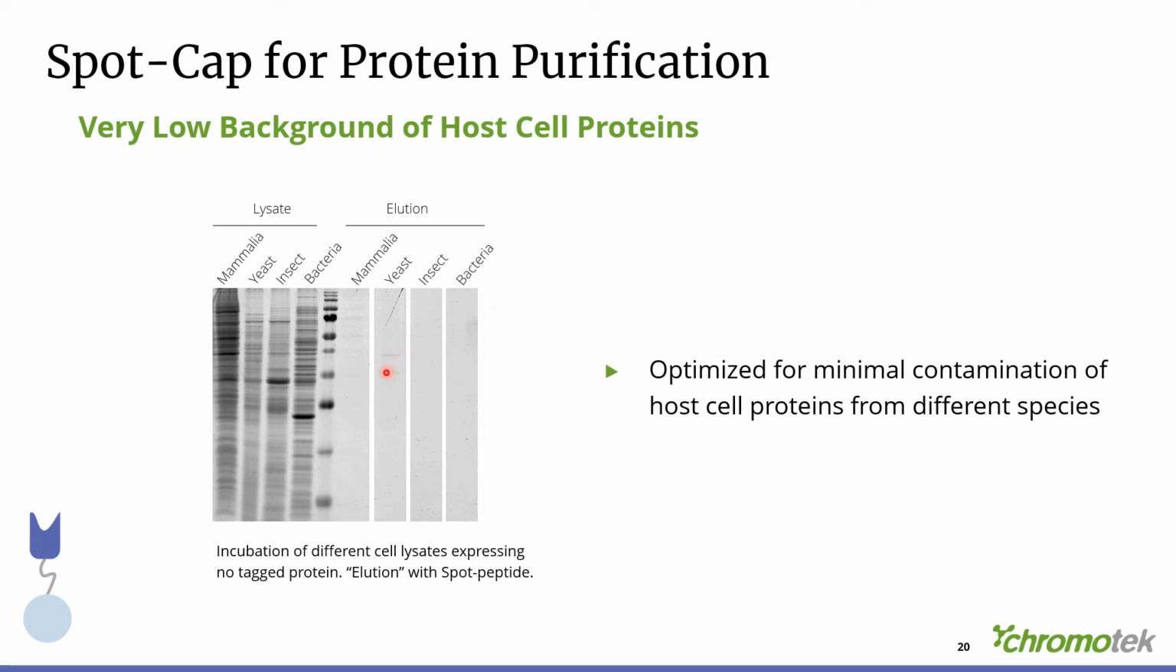Here are 2 little bands on the yeast, a few faint bands here on mammalian, but on insect and bacteria there is no background of host cell proteins that may contaminate your purification of your spot-tagged protein.